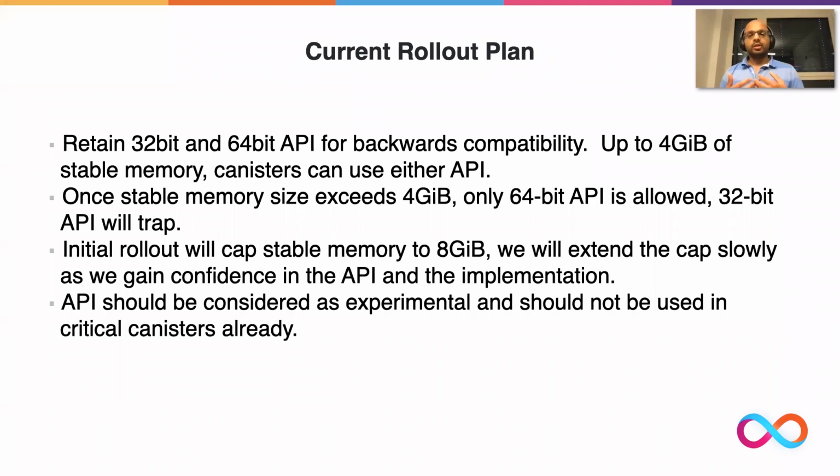And in case we come up with improvements on the API and we decide to make changes to it, we would potentially be breaking canisters that are already using it. So we ask the community not to use the API in any critical canisters already. This will give us the flexibility to change the API without leaving a lot of cruft for backwards compatibility in the IC API.